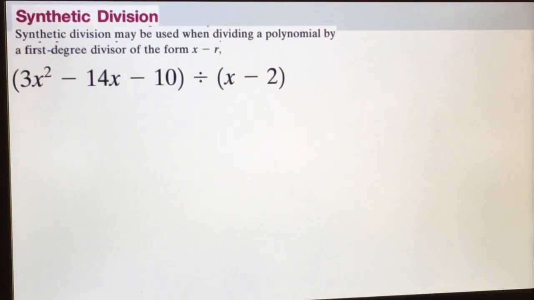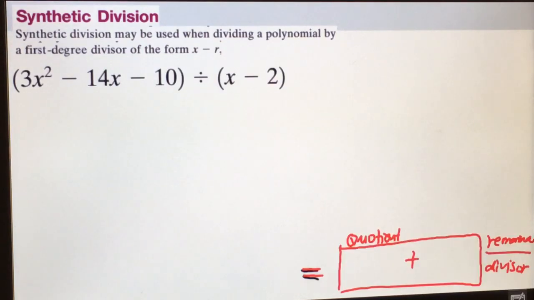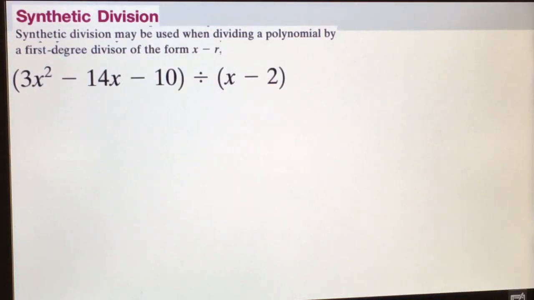The next method I'm going to show you is what we call synthetic division. This is the same problem as what you just worked on using long division. Now, we can also divide these polynomials using synthetic division because of the divisor. The divisor that we have here is in the form of x minus r. So we have x minus 2 right here as the divisor. Okay, because it's in that form, we can use synthetic division.